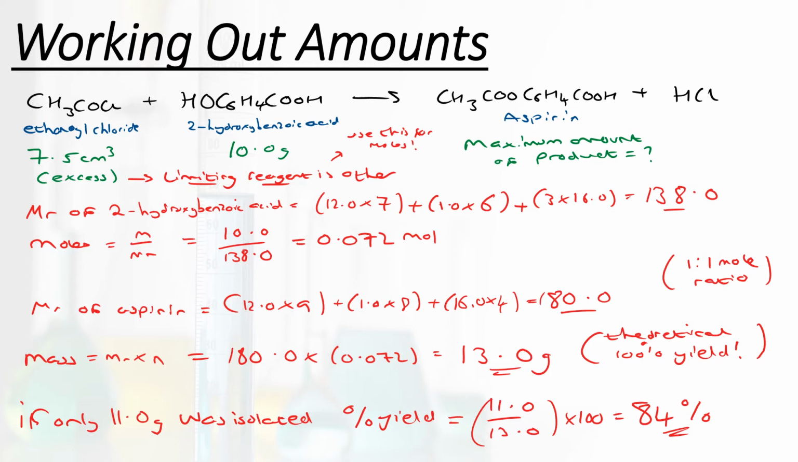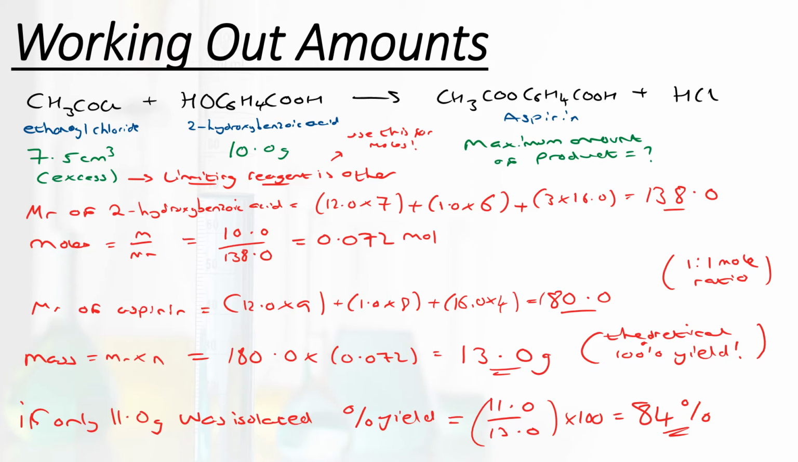And so that means that our moles, remember that our equation for moles is mass over MR, we take our 10 grams, we divide by 138.0, and we end up with 0.072 moles of our 2-hydroxybenzoic acid.